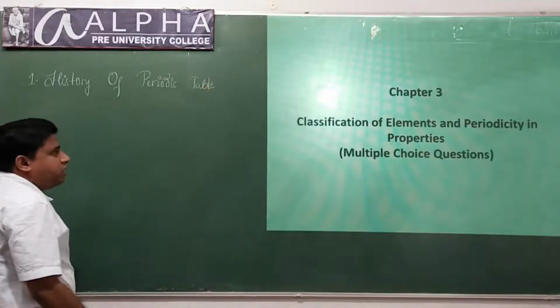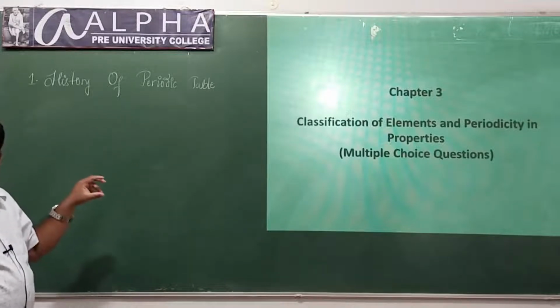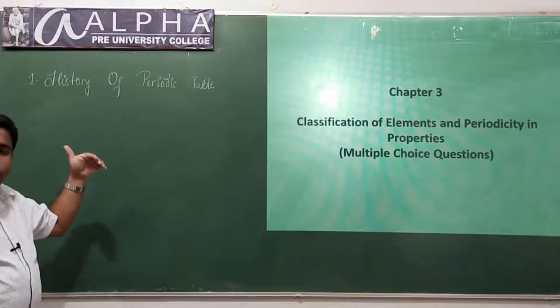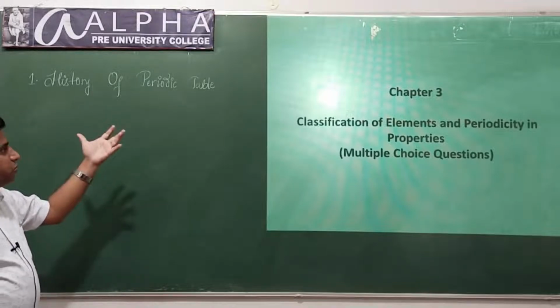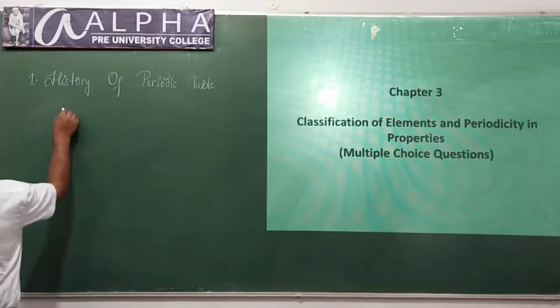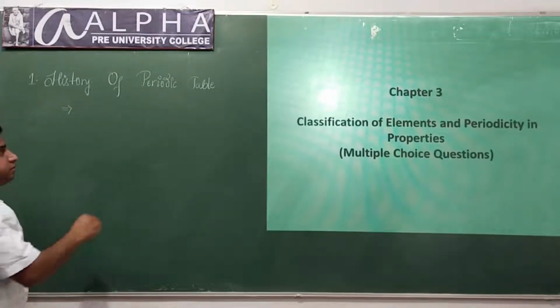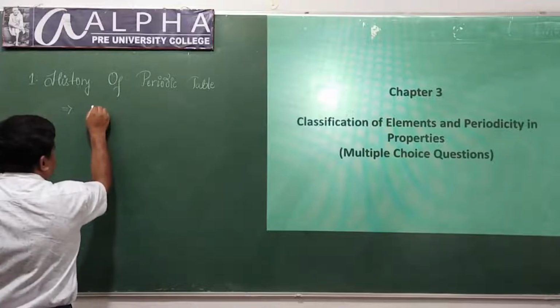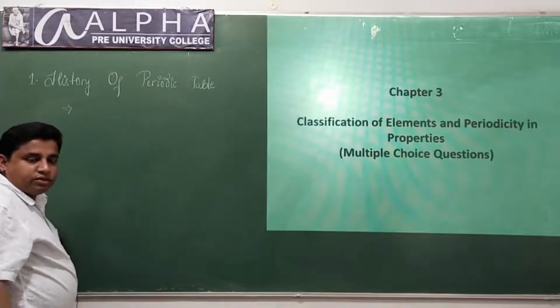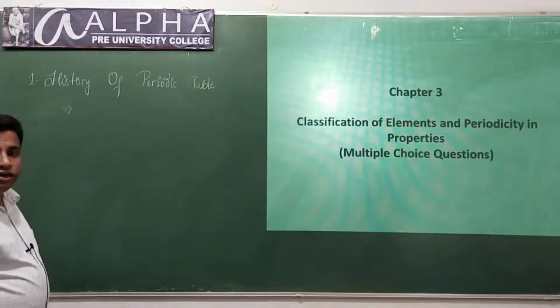Here we gather a lot of information. Now we have to understand how the concept of periodic table originated. Here please stress on John Alexander Newland's law of octaves, Dobereiner's law of triads, Mendeleev's periodic table, etc.